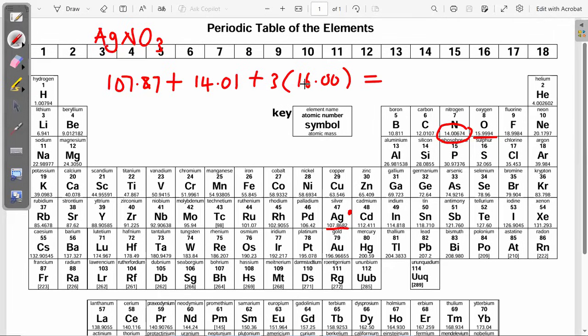So this is what you punch now on your calculator. I have 107.87 plus 14.01 plus 3 multiplied by 16. Okay, so that is going to give me 169.88 grams per mole. So this is my molar mass.